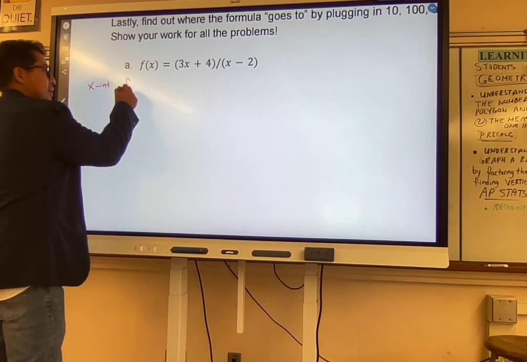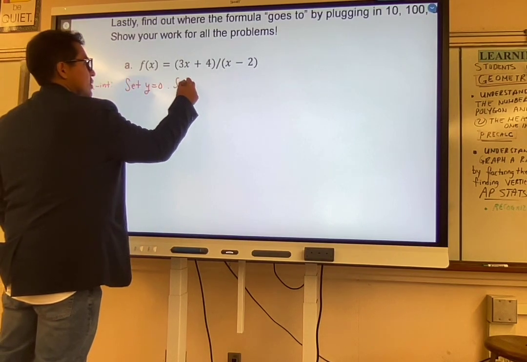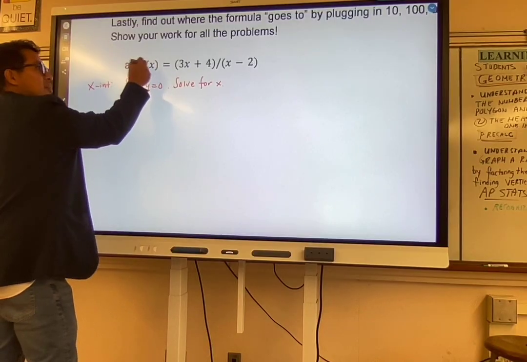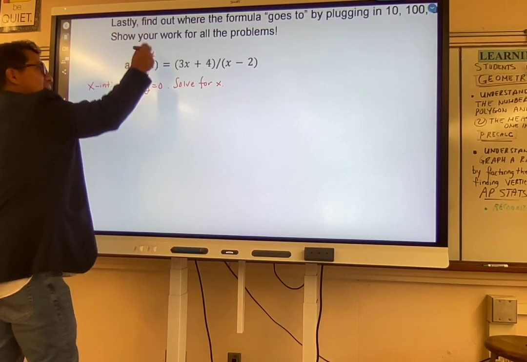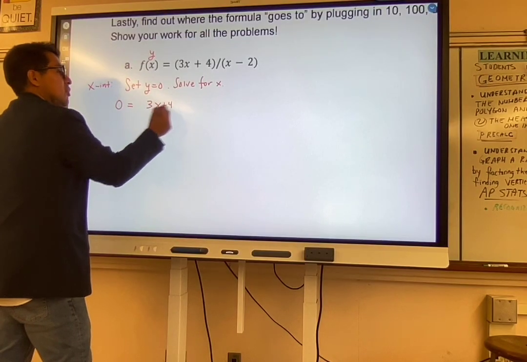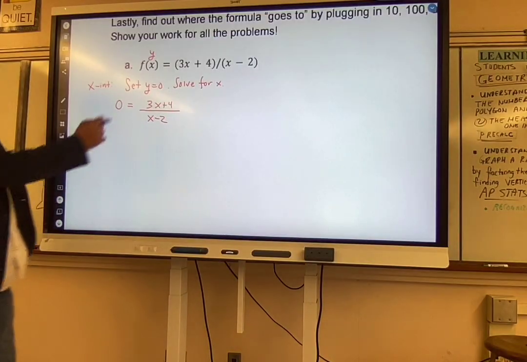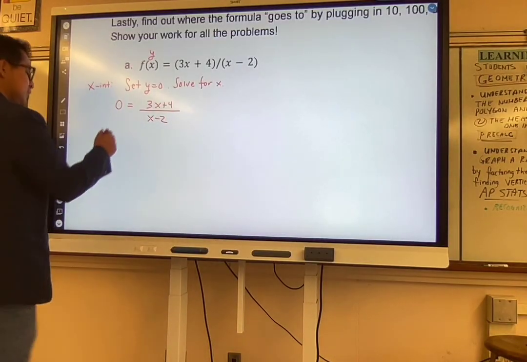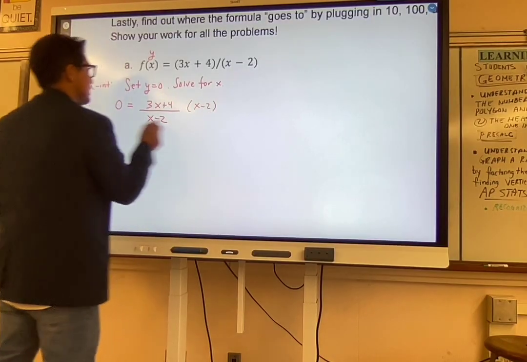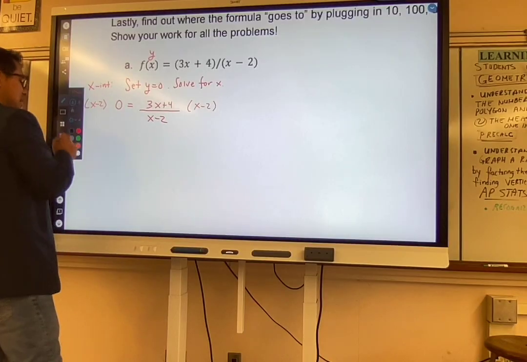So for an x-intercept, remember, we're going to set y equal to 0 and solve for x. So what does that mean? It means here, remember f of x, that's basically our y value. Make that 0. So 0 equals 3x plus 4 all over x minus 2. That's where we start. Now, to solve for x, we've got to get rid of the fractions. Those are tricky to work with. So, as I mentioned in class, multiply both sides by the denominator to clear it. So I'm going to multiply both sides by x minus 2.